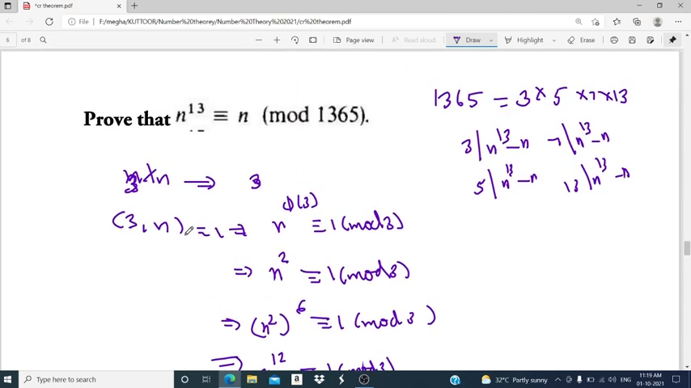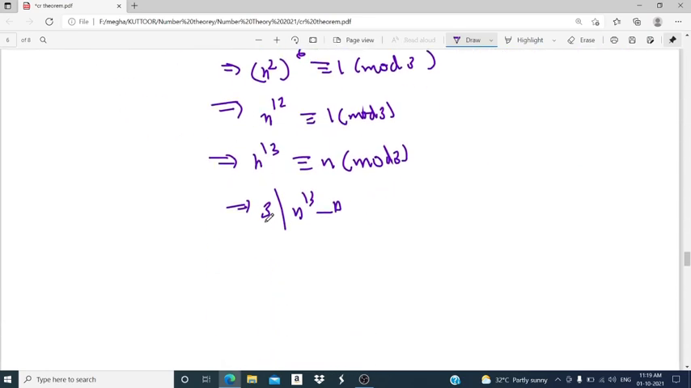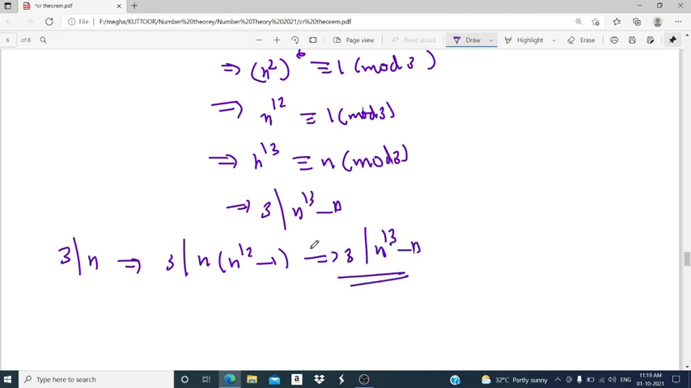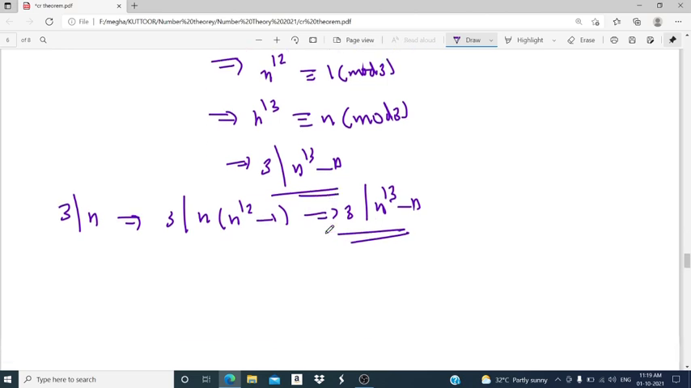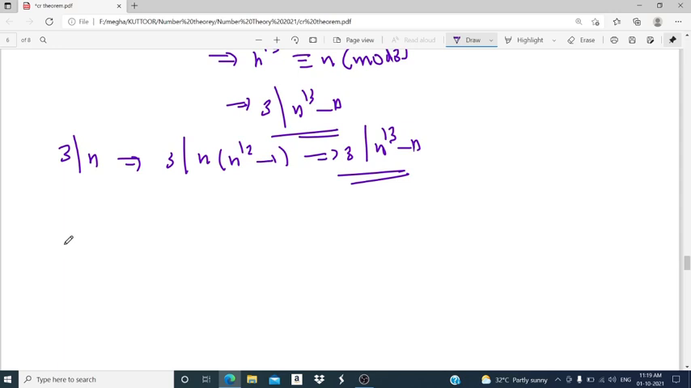If GCD of 3 and n is 1, or 3 does not divide n, in that case we can say that 3 divides n raised to 13 minus n. If 3 divides n, then 3 also divides its combination n into n raised to 12 minus 1, or we can say that 3 divides n raised to 13 minus n. In both cases we can say that 3 divides n raised to 13 minus n. So we move on to the next value, that is 5.